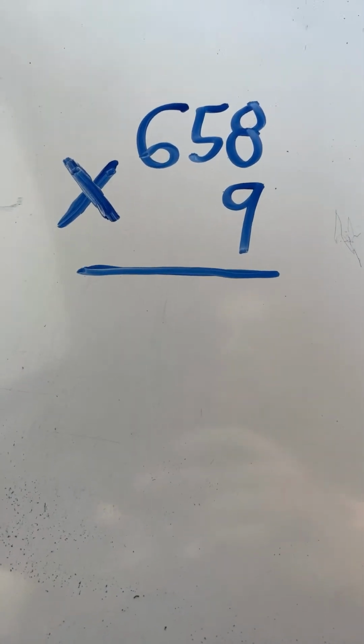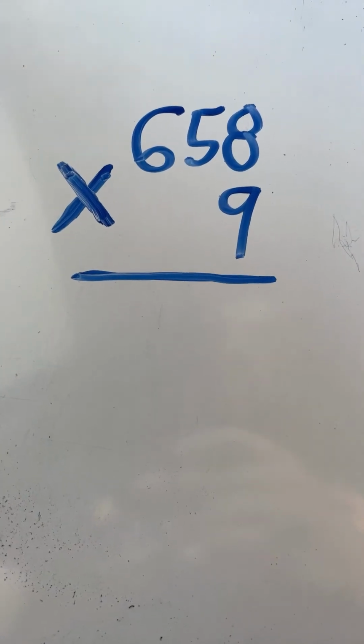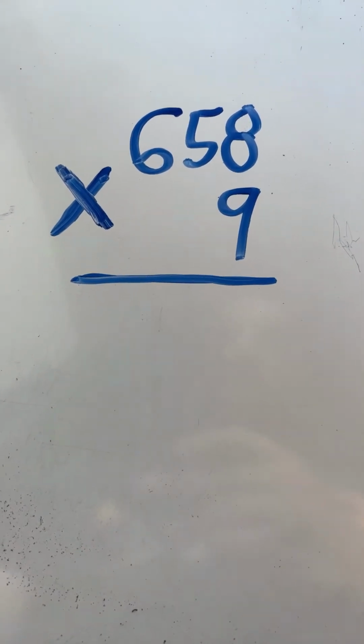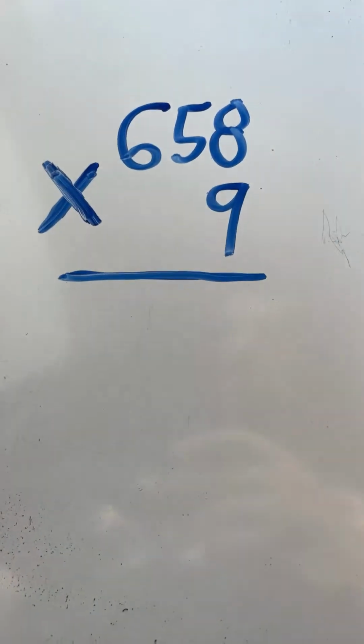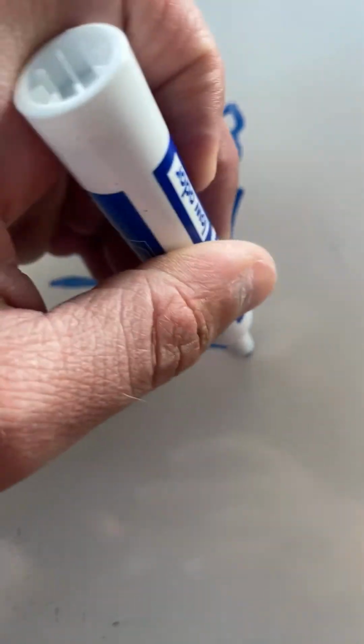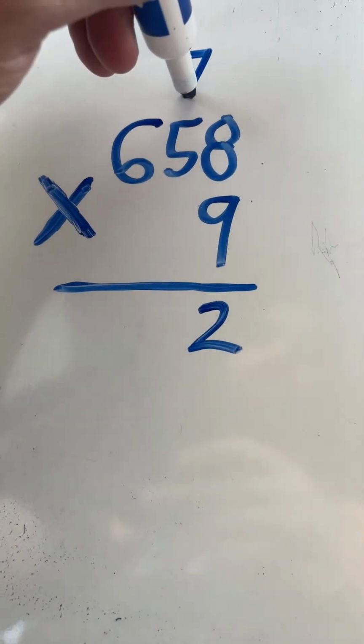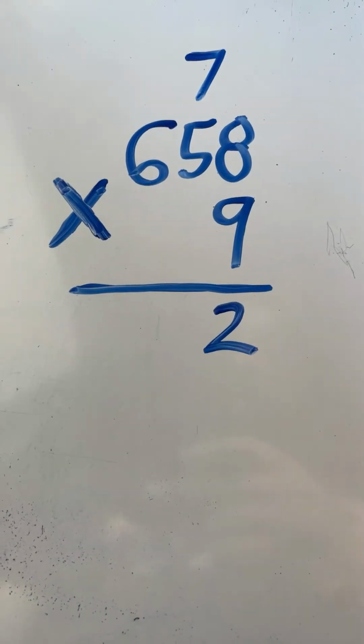658 times 9. So we always start in the ones place. 8 times 9 equals 72. The 2 in 72 goes in the ones place. The 7 in 72 gets carried over to the tens place.